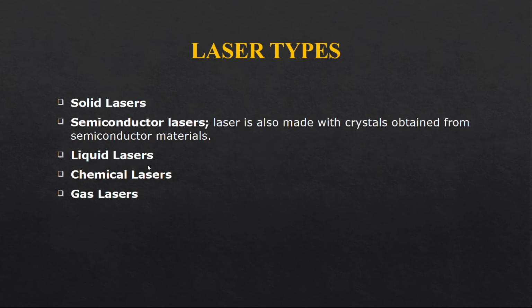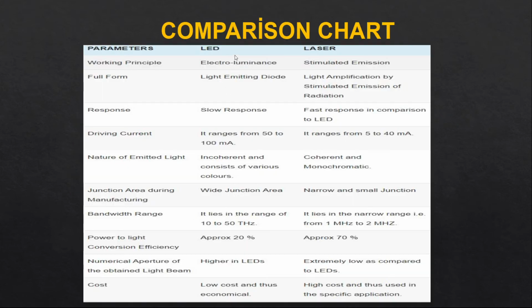Laser types. Just like we talked about the LED types before, we are now talking about laser types. There are solid lasers, semiconductor lasers, liquid lasers, chemical lasers, and gas lasers. Comparison chart: this is like a brief summary of the entire slides. Working principle, you can see the differences. Full form, response. Obviously, lasers have faster response than LEDs.